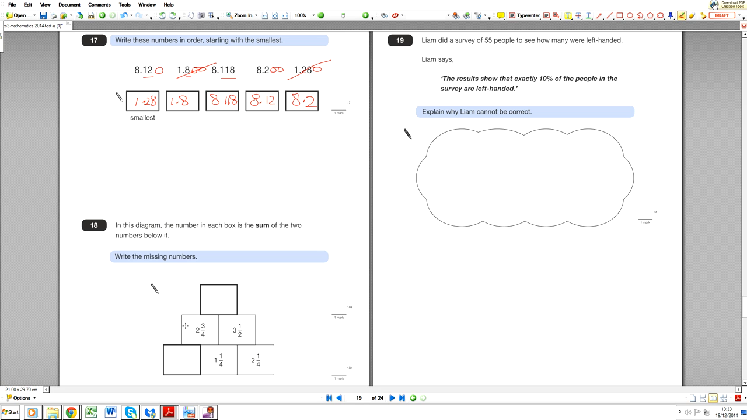In this diagram, the number in each box is the sum of the 2 numbers below it. Okay, Mr. Ilyas, can you pay attention, please? I know you're feeling tired.